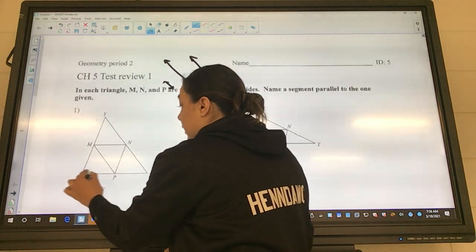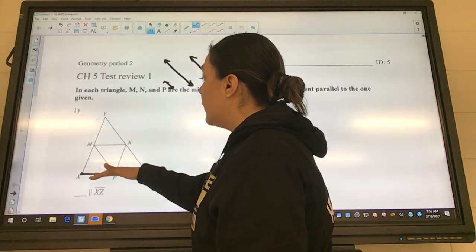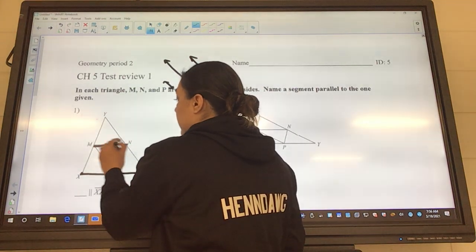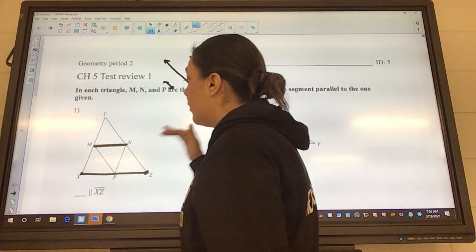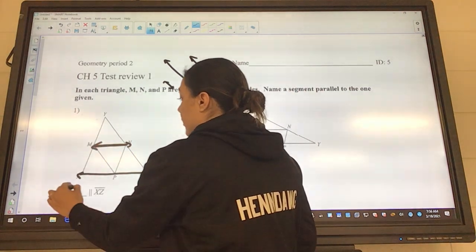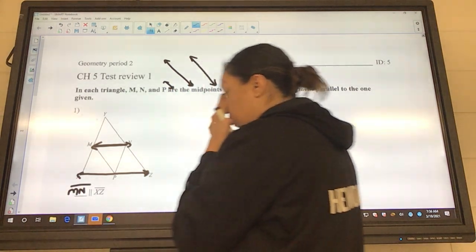So XZ goes to here. And so we need something that's gonna be parallel, and it's always gonna be directly above or below. And so the segment that is gonna be parallel is gonna be right here. Okay, and you can see that those are both going in the same direction and they're never going to touch. And so you're gonna have MN for your segment, okay?